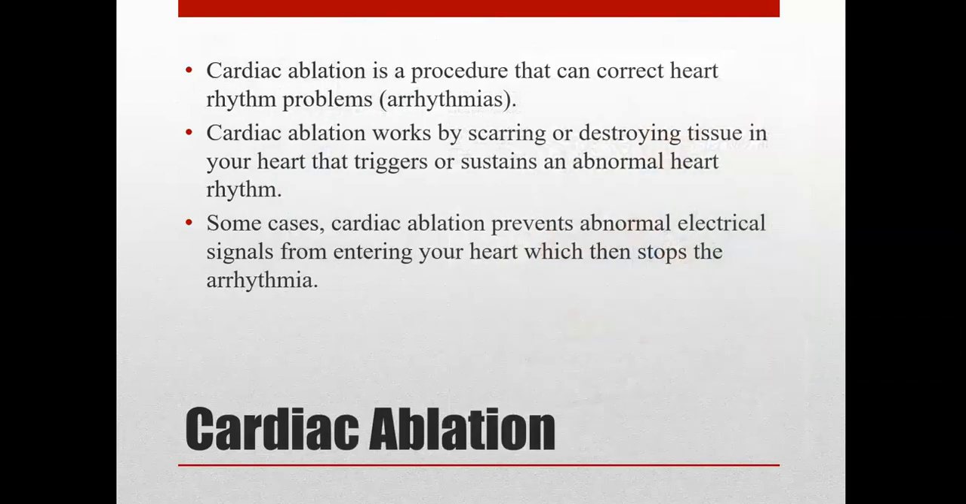Okay, and then lastly, we're going to talk about cardiac ablations. So this is really just a procedure that corrects heart rhythm problems like arrhythmias. It works by scarring or destroying that tissue in your heart that triggers or sustains an abnormal heart rhythm. And in some cases, cardiac ablations prevent abnormal electrical signals from entering your heart, which then stops the arrhythmia.